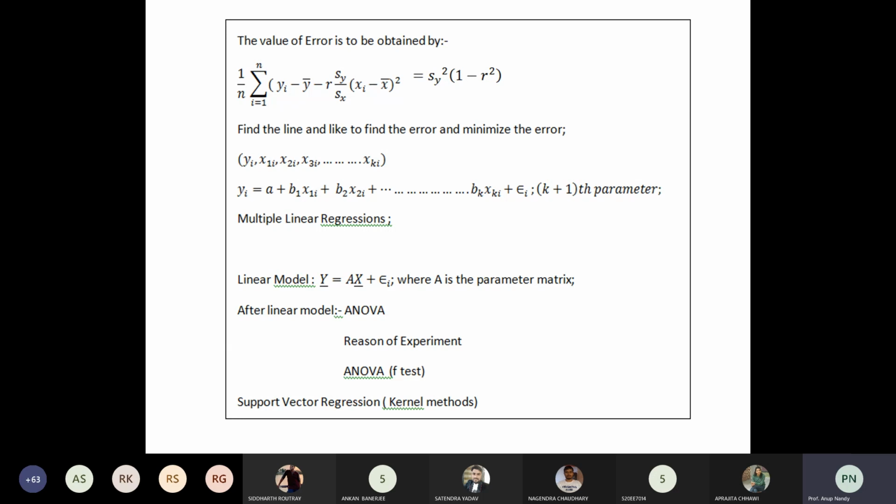B is a k plus 1 into 1 column matrix. It will also contain the regression constant and coefficients. And E will also be an n cross 1 column matrix, the error of prediction. So whenever you have multiple variables, then you need to consider it in terms of a matrix. Okay, so there is a different variation.